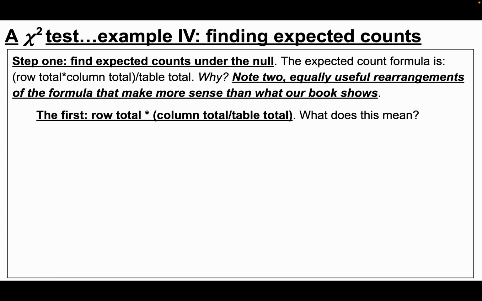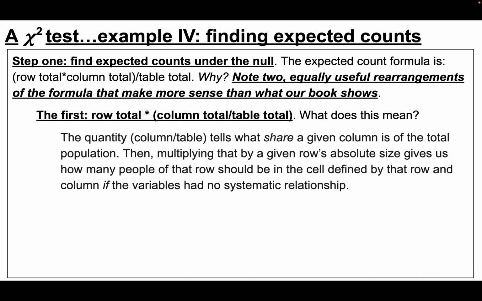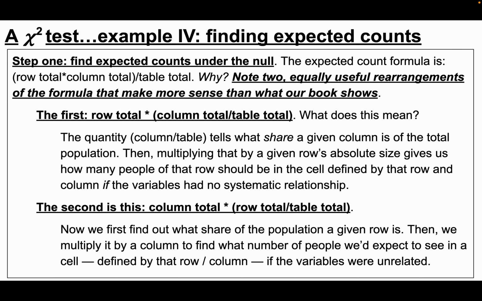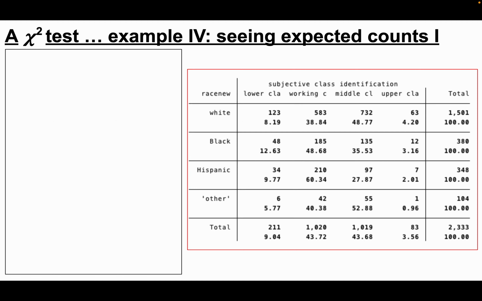So the first is row total times column total over table total. What that means is we first find the share that a given column is of the total population. That's what this does here. Then we multiply that by a given row's absolute size, which gives us how many people of that row should be in the cell defined by that row and column if the variables had no systematic relationship. Or we could go the other way about it. We could find out what share of the population a given row is, and then multiply it by a column to find what number of people we'd see in a cell defined by that row and column, pardon me, if the two variables were unrelated. That's pretty abstract, but I think it'll make more sense when you see it in practice.